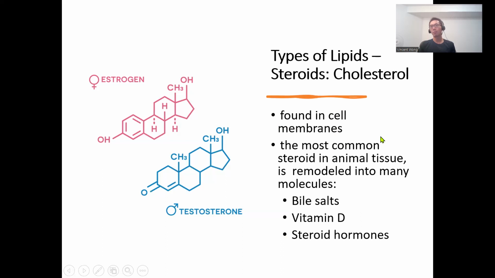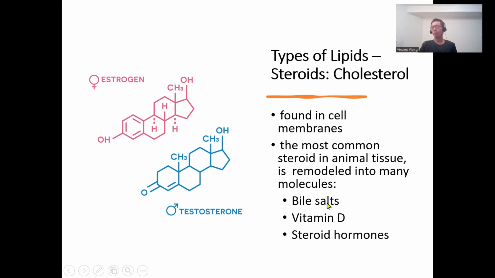Remember the other component of the cell membrane, right? The phospholipids. That's the major component. I would say like 85% of it is phospholipids, but then you would have a little bit of cholesterol as well. We'll learn what it does later on. But we also need cholesterol as a raw material, as a starting material to make other things. They make things like bile salts.